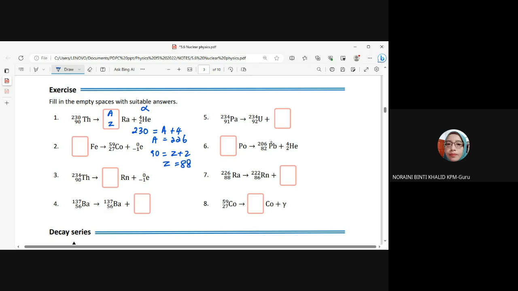So what we get here? 226, 88. Itu secara mathematics lah. Tapi just by looking at the value also, you can get the answer. Balance kan, left and right, the nuclear number and proton number.